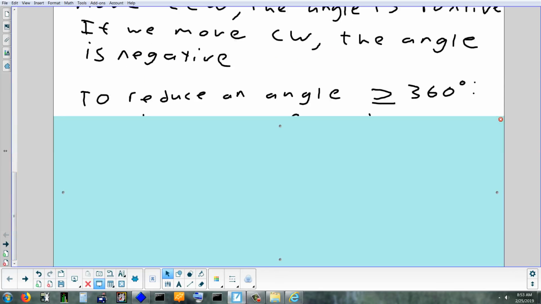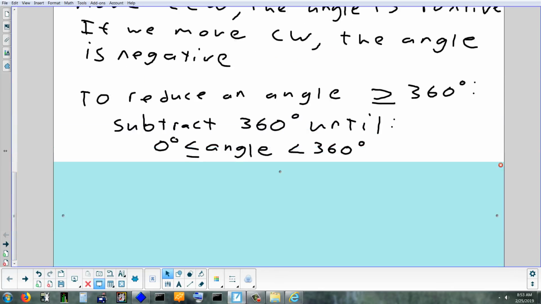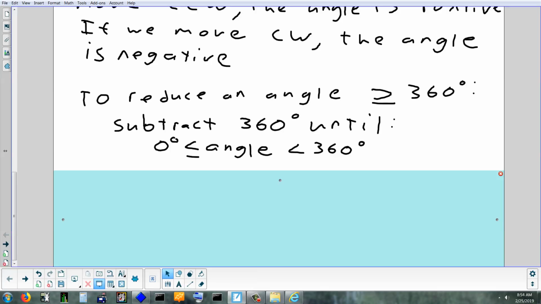So, if you've got an angle that's too big, right? So, Al, you noticed that it was just 360 degrees different. That's all you have to do to make an angle smaller, is just subtract 360. But you don't want to subtract 360 too much, because if you subtract it too many times, what would happen to your angle? Then it would turn negative. So, you want to keep subtracting 360 till you get an answer between 0 and 360.